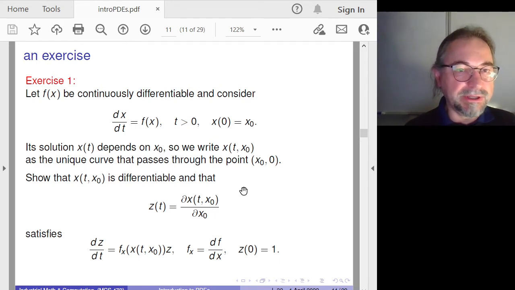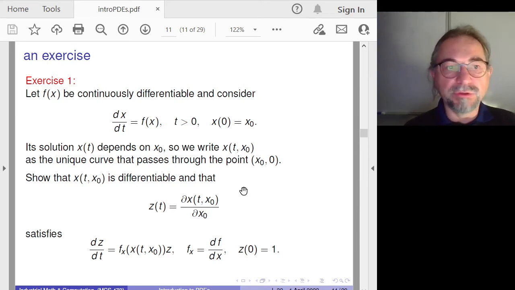So consider here this initial value problem. The f of x can, for example, be x, then you have the exponential as the solution. We have solved already many differential equations in numerical analysis, and we had an entire chapter on ordinary differential equations. So the solution of this initial value problem is geometrically a curve that passes through this x naught. So we can also write the solution as a function of two variables.